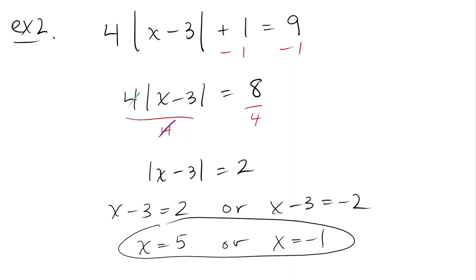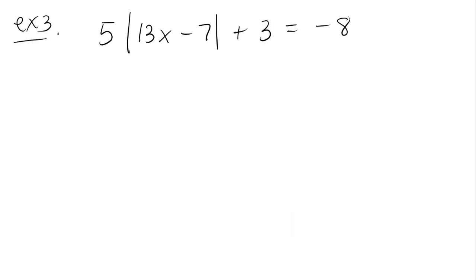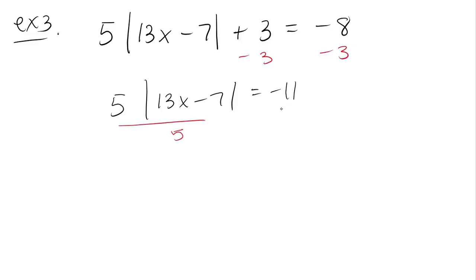This last example starts in the same way. Pause the video and see if you can isolate the absolute value bars, but then come back before you finish it off. Okay, so to isolate the absolute value expression, I'm going to subtract 3 from both sides. So we get 5 times the absolute value of 13x minus 7 equals negative 11. Then we divide both sides by 5. And we get the absolute value of 13x minus 7 equals negative 11/5.